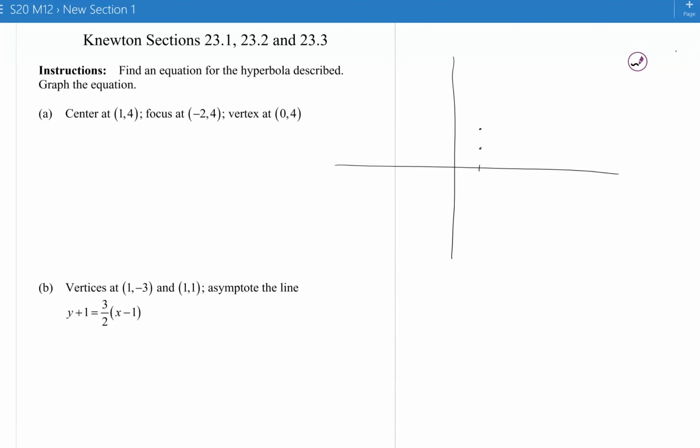So let's see if we can find an equation for this hyperbola that has a center at 1, 4. And I make the C for the center kind of curly just so I can see the difference between the lowercase c, that's the distance from center to focus, and the center. So then we have a focus at -2, 4. So we can already tell the transverse axis is going to be horizontal because the center, focus, and vertex all have to line up on the same line. So this is a focus. And then there's a vertex at 0, 4.